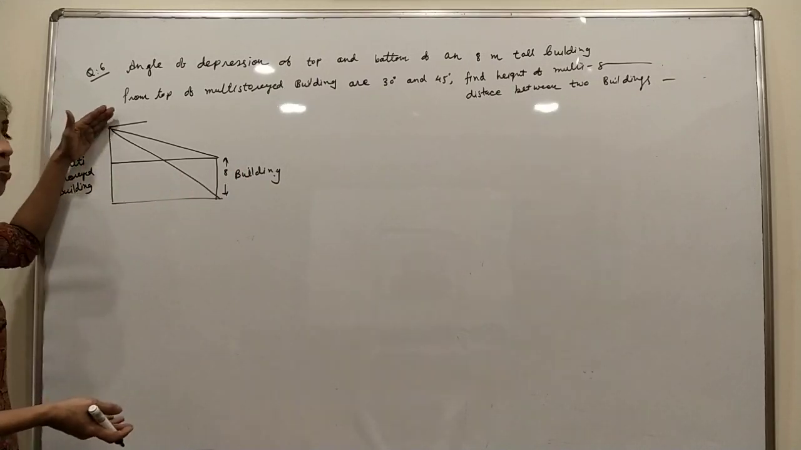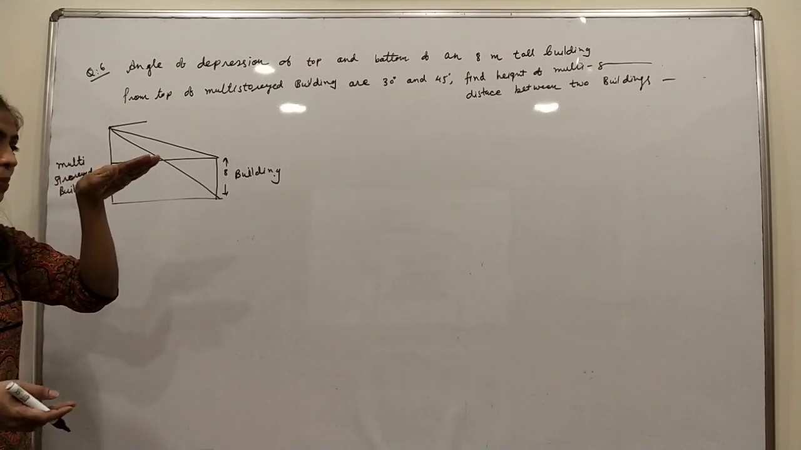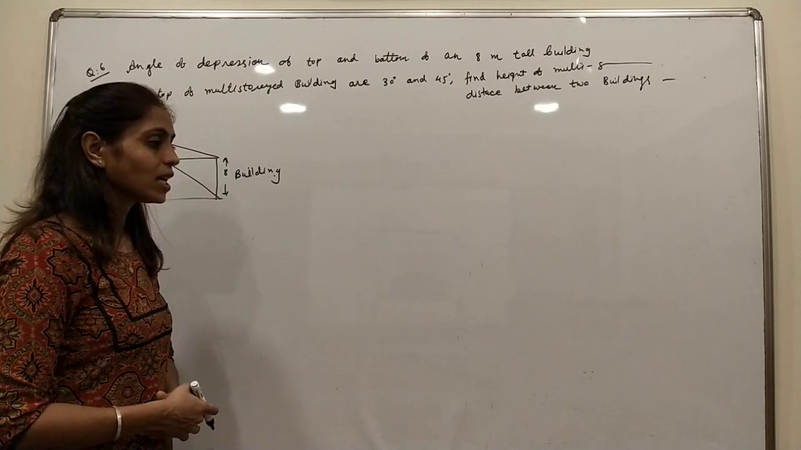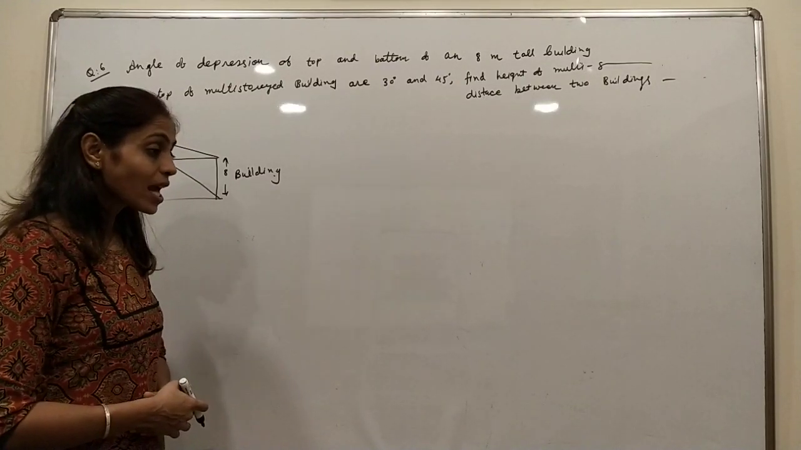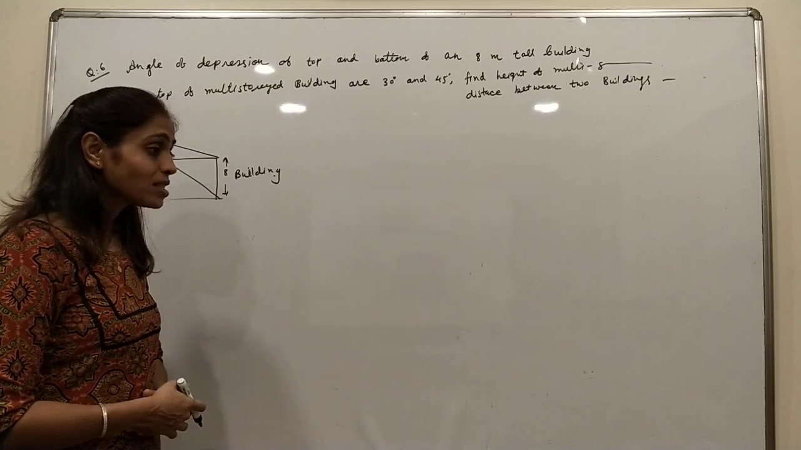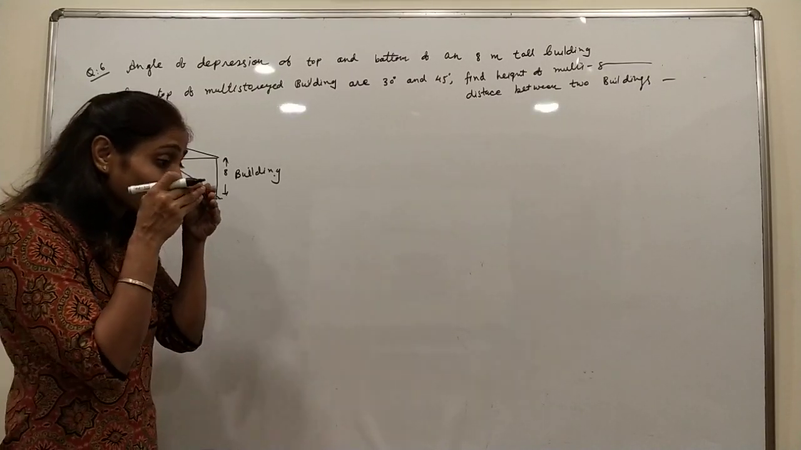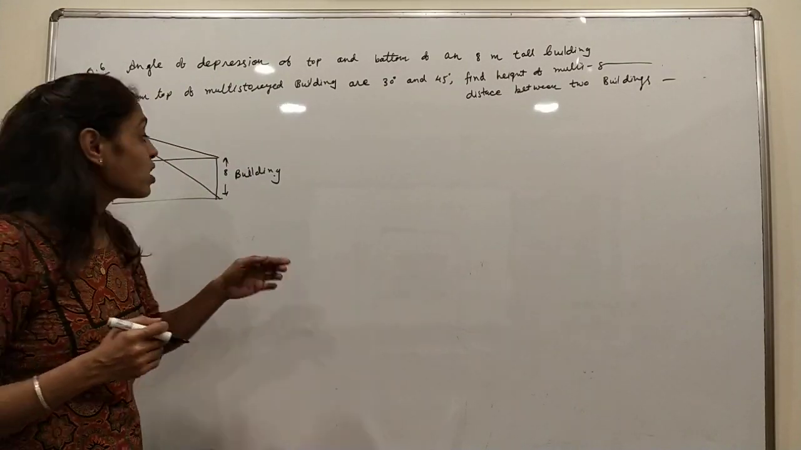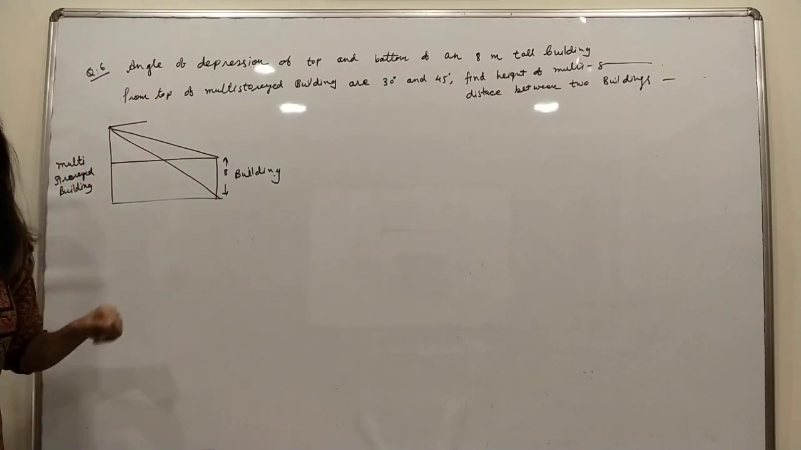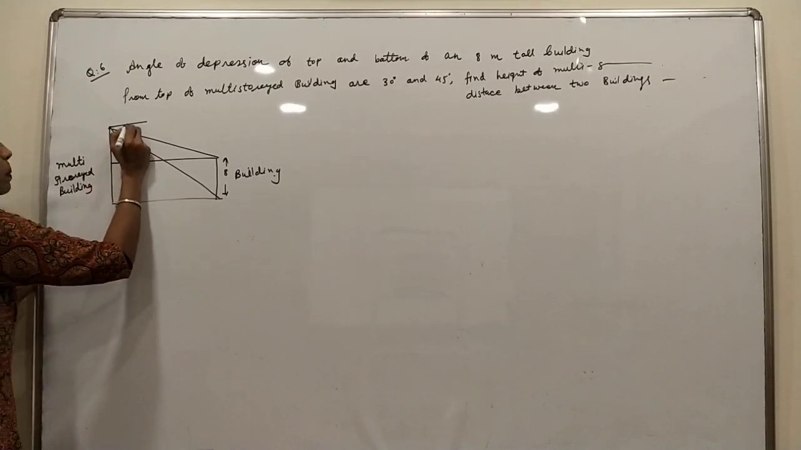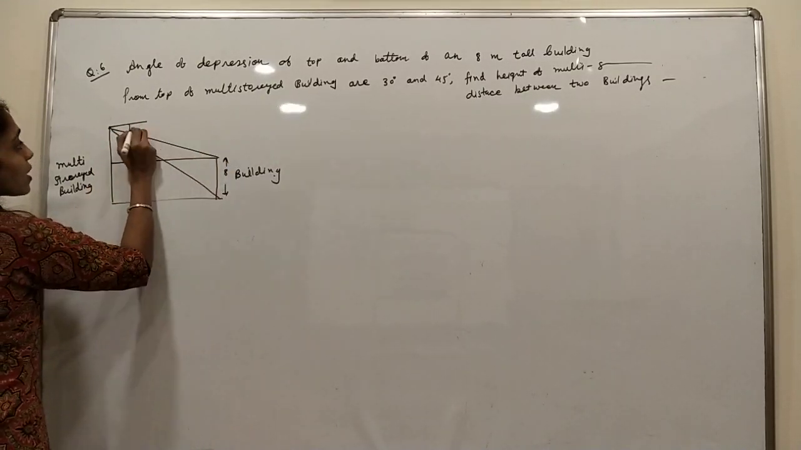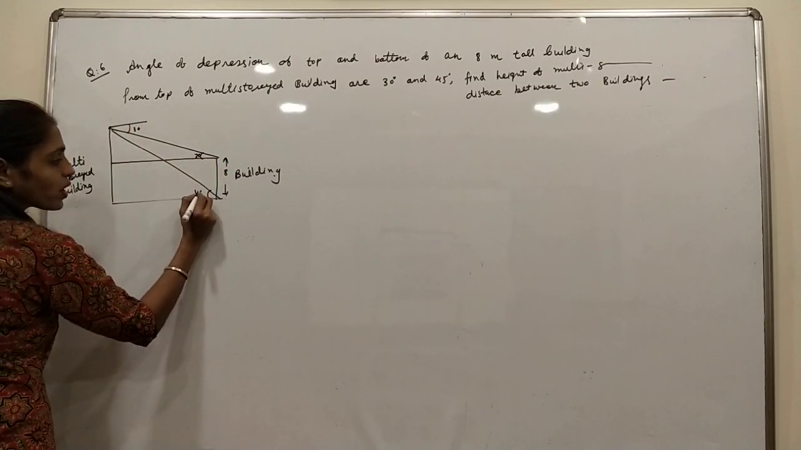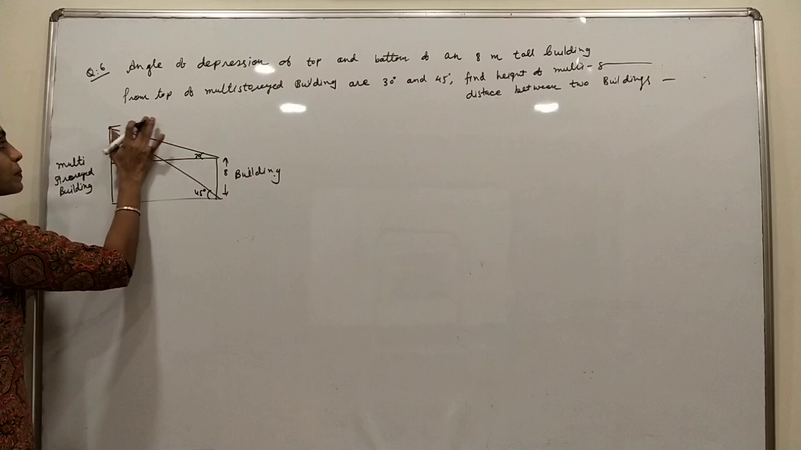And from the top of the multi-storied building, if I want to examine the top of the building, then the angle of depression is 30. And if I still want to examine the bottom of the building, I have to look a little further down. So the angle of depression is more if I want to examine the bottom of the building. Let the depression of the top of the building be 30, that is the top, the 30, and this is 45 depression. Okay.